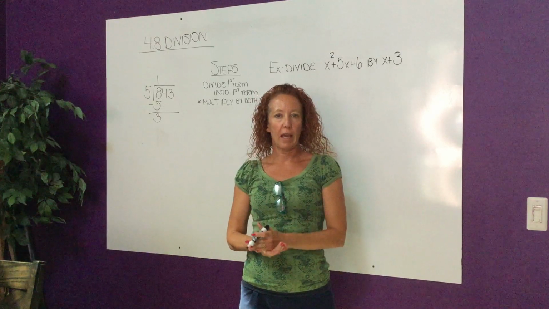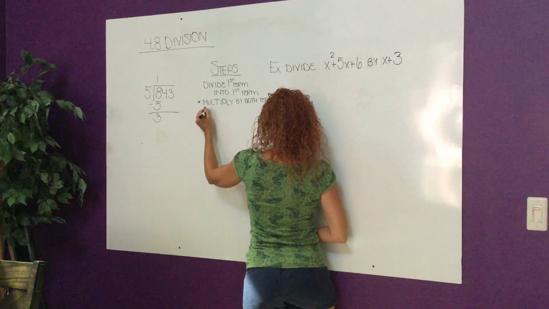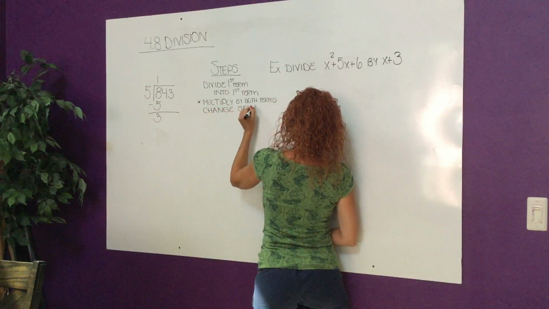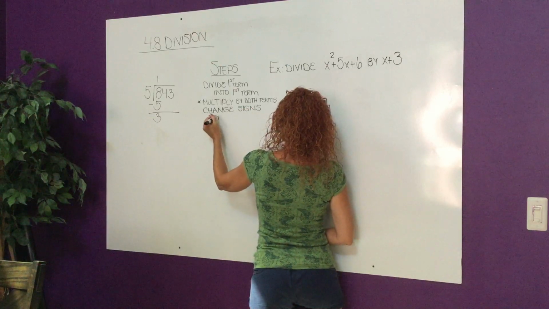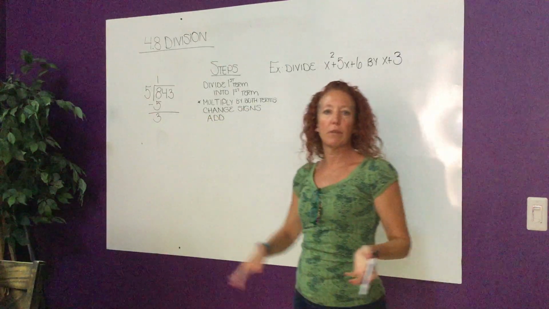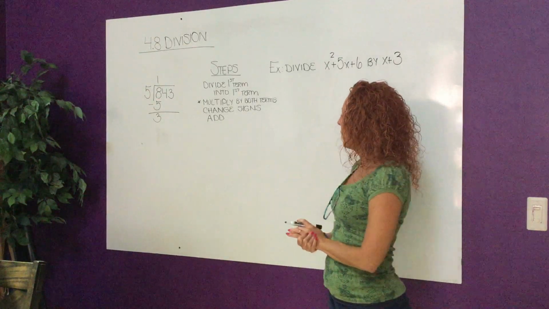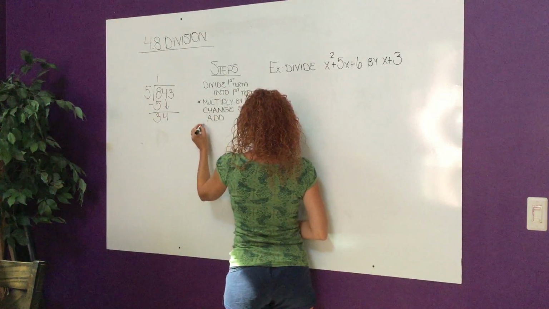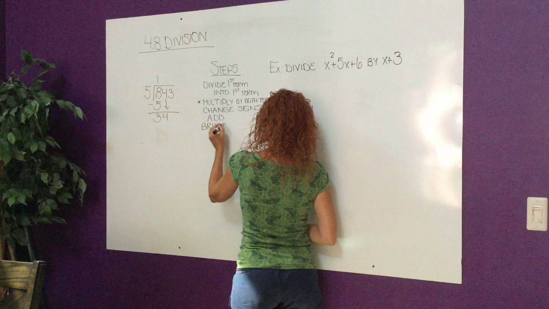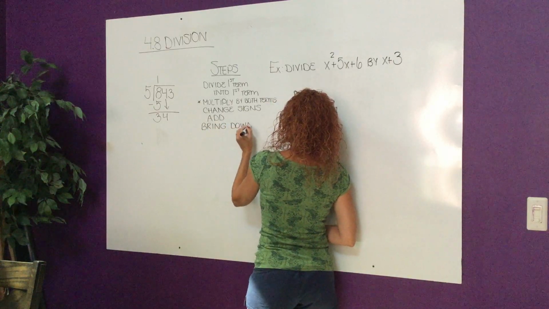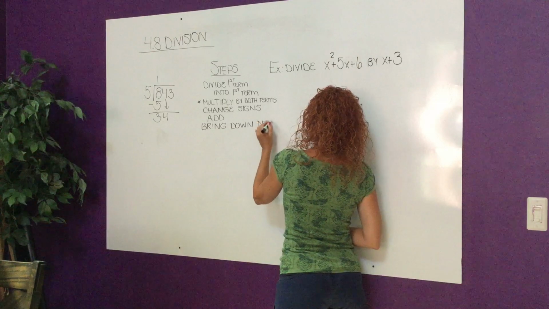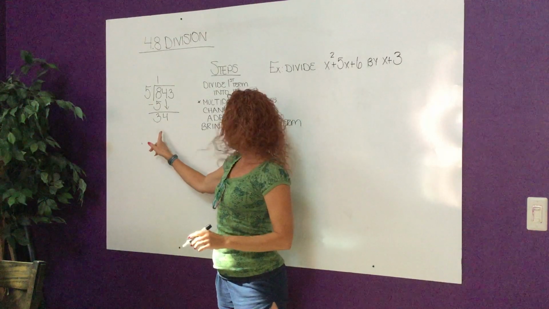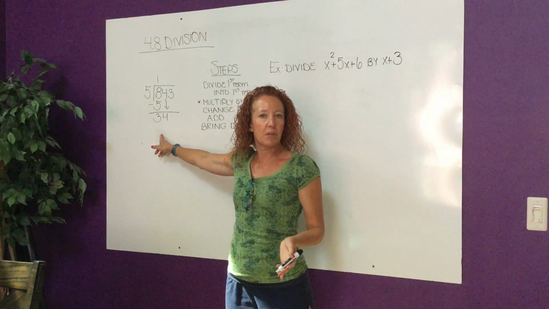What would we do next? Oh, let me write that down. Change the signs. And then we're going to add. Okay. What would we do next here? We're going to bring down that 4 straight down. So bring down the next term. And then think about what we're going to do next. Why don't we just repeat the steps over again?